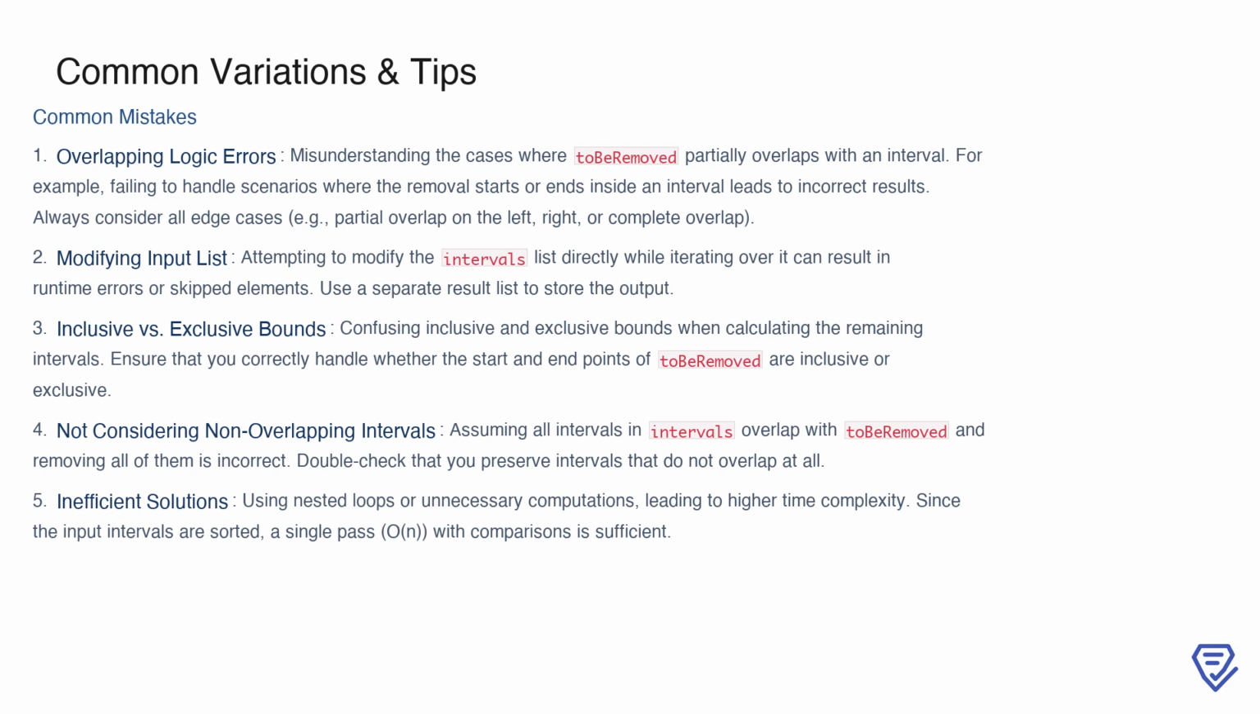Assuming all intervals overlap and removing everything is incorrect, you need to carefully check for intervals that don't interact with the removal at all. Finally, consider efficiency. Using nested loops is unnecessary here, as a single linear pass through the intervals, leveraging their sorted nature, is sufficient to get an optimal O(n) solution.